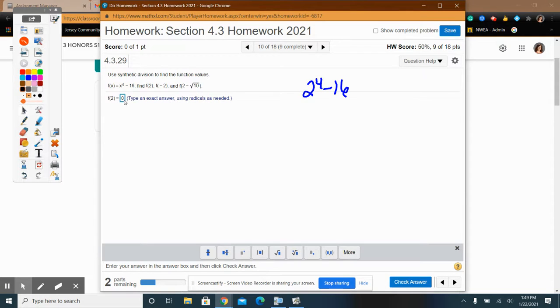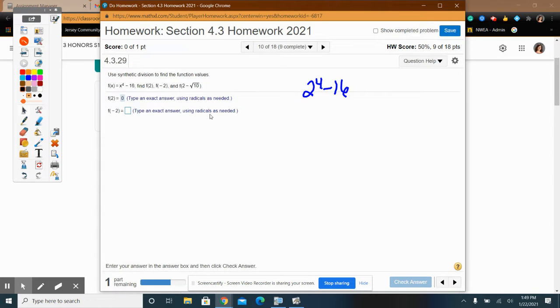What about f of -2? Okay, I can do that too. That's pretty easy. That will just be (-2) to the fourth minus 16. So (-2) to the fourth is still 16, and 16 minus 16 is still 0. So we get 0 again.